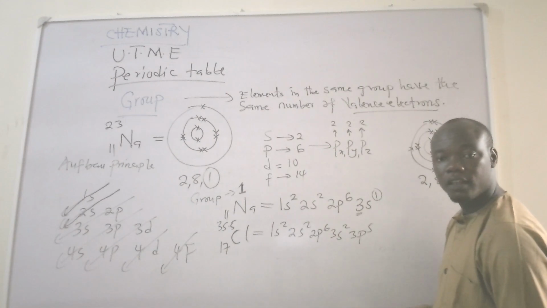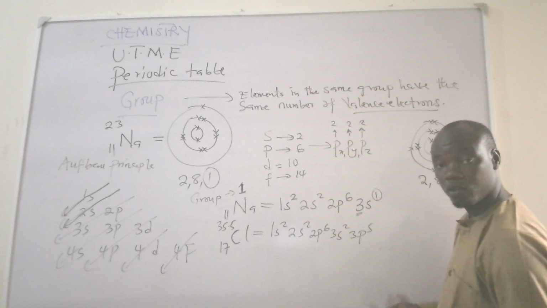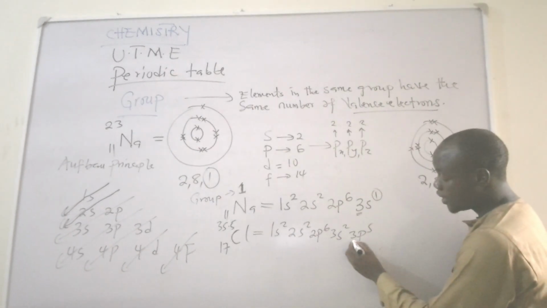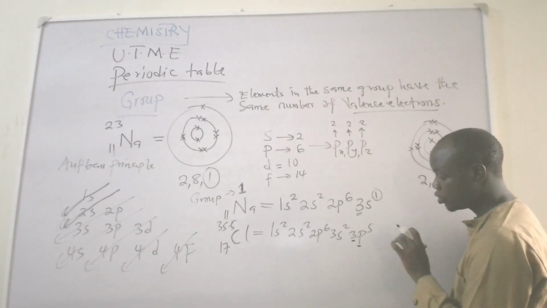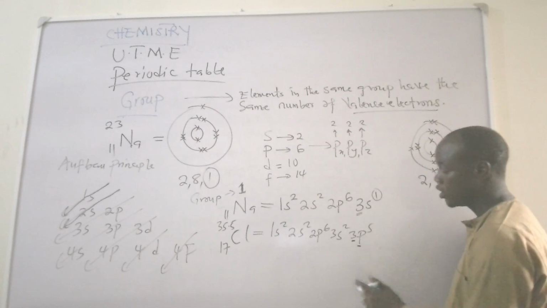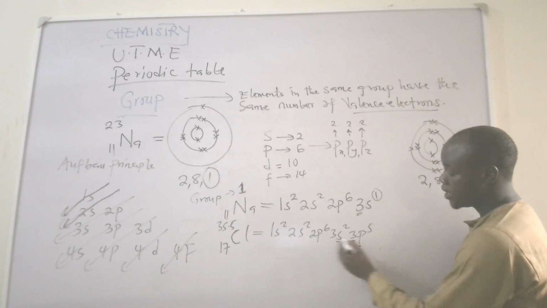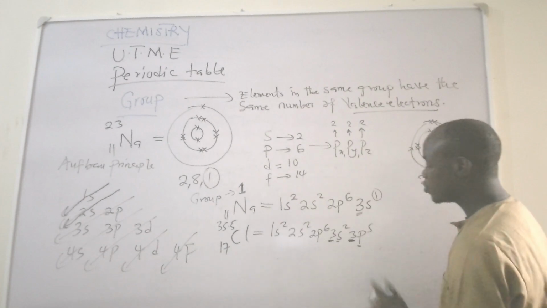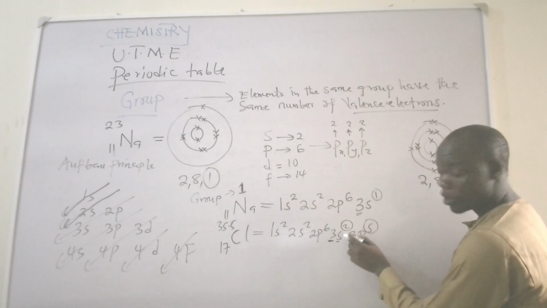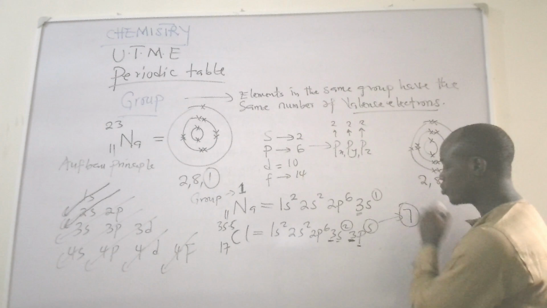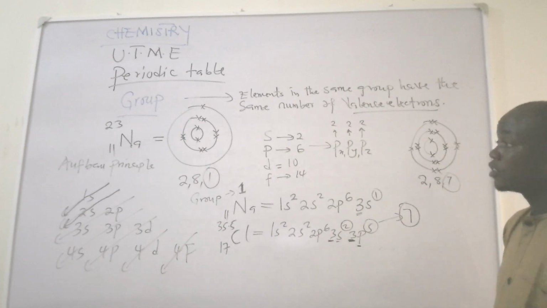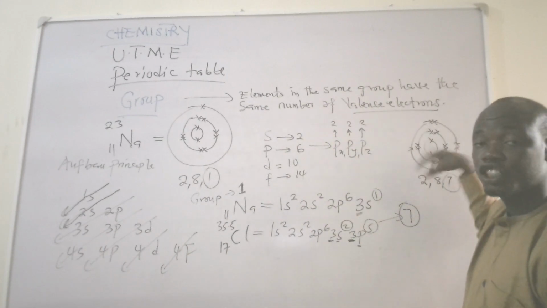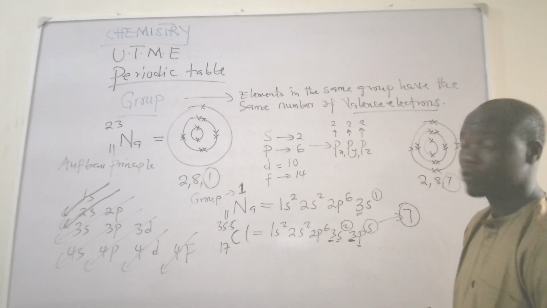Now if you want to get the group and the period to which this element belongs, let's look at this. The last orbital is p, and the energy level is 3. We look at the last orbital and the second to last orbital. The last orbital is p and the second to last is s, but they have the same energy level, which is 3 and 3. Since they have the same energy level, we take these two index numbers and sum them together: 2 plus 5 gives 7. That is why chlorine is in group 7. So this is another way of finding the group of an element using orbital configuration or shell configuration.